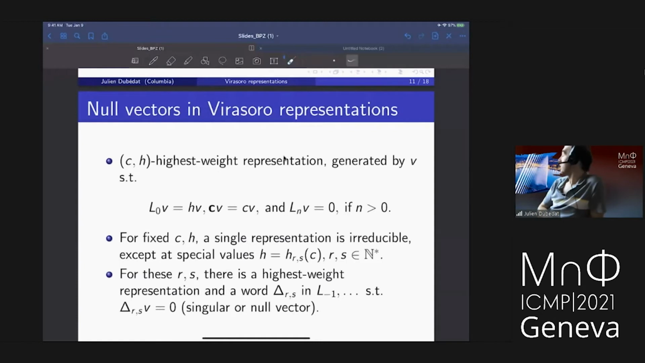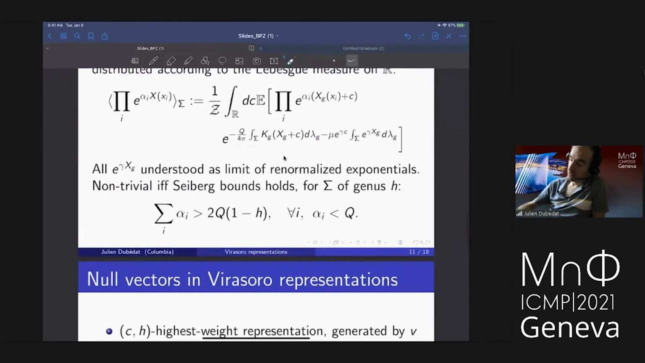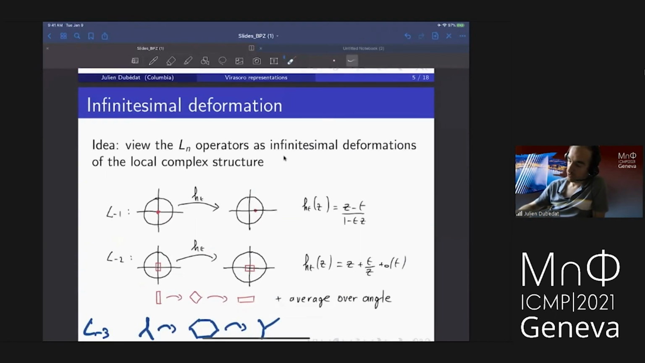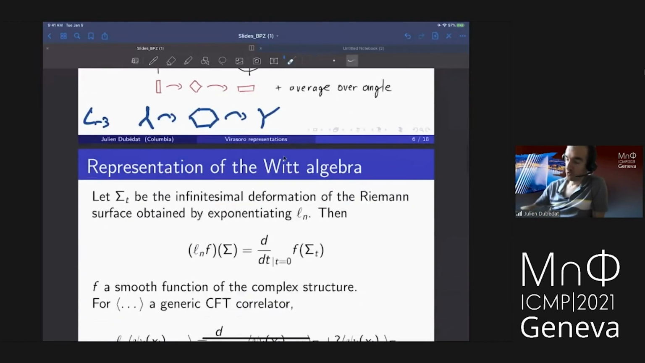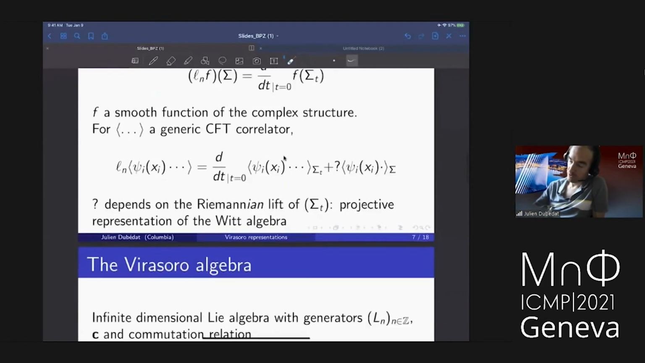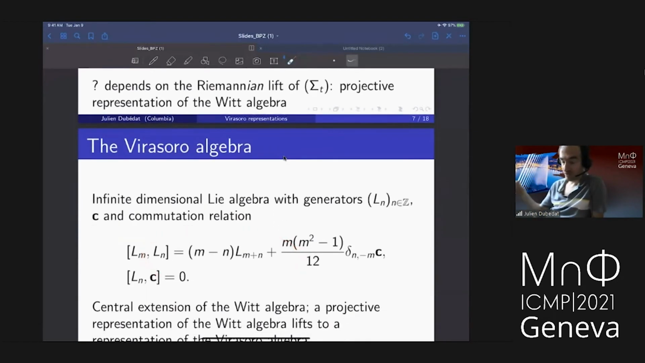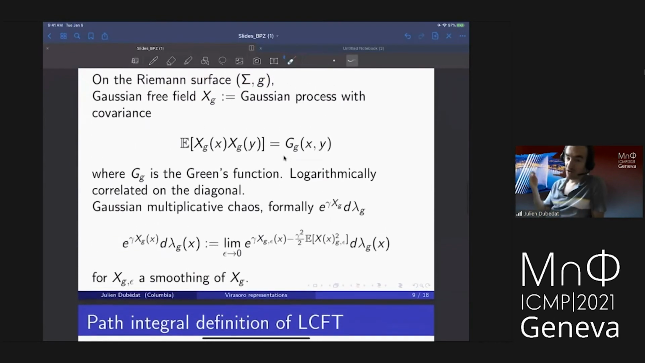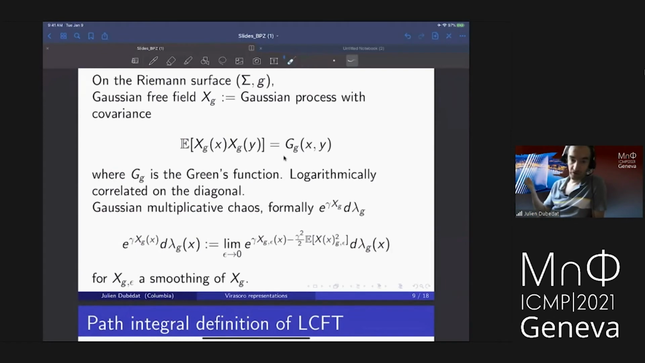So now, to summarize, we have this general idea of geometrically what should happen to CFTs if you take a limit, and geometrically how the Virasoro algebra representation arises. And then we have a concrete model of Liouville CFT, which we can define directly on any Riemann surface without sweating too much.